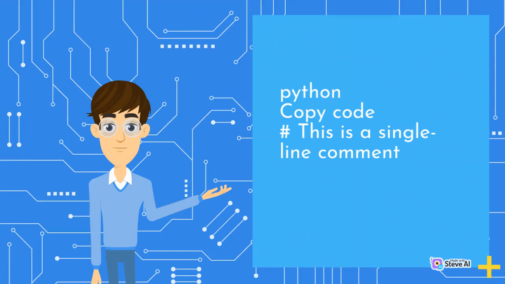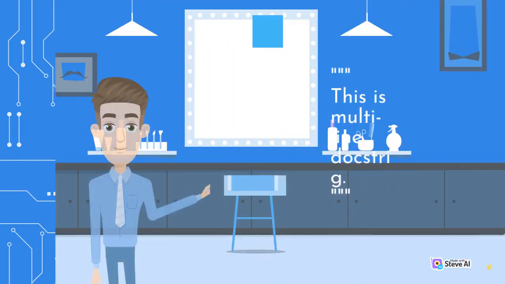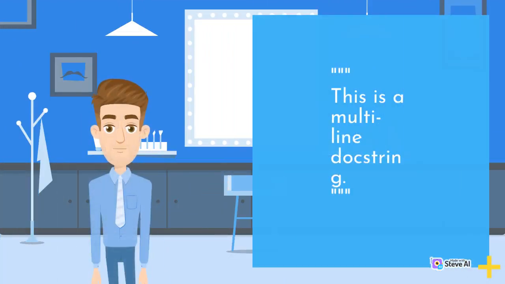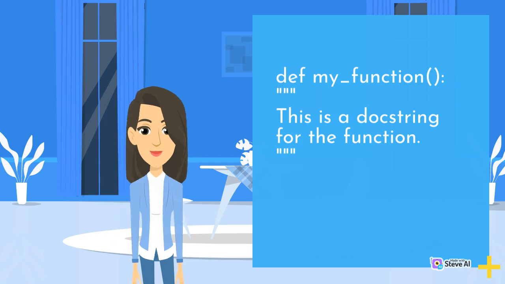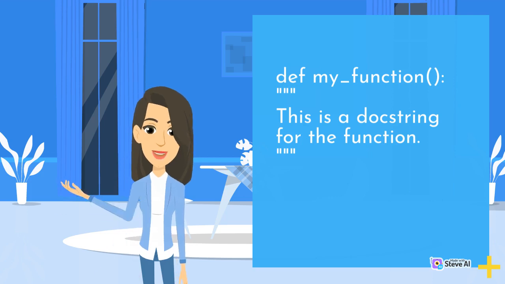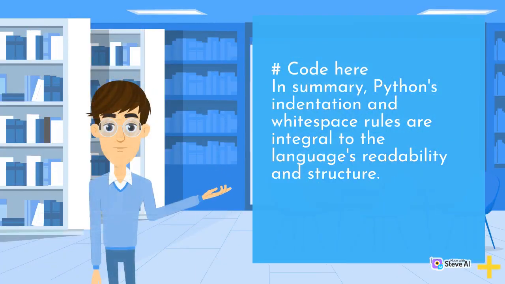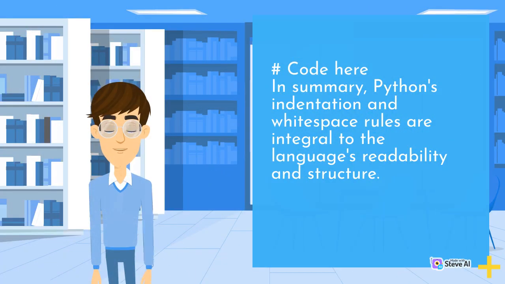Example: Python. Copy code. # This is a single line comment. """This is a multi-line docstring.""" def my_function(): """This is a docstring for the function.""" # code here. In summary, Python's indentation and whitespace rules are integral to the language's readability and structure.